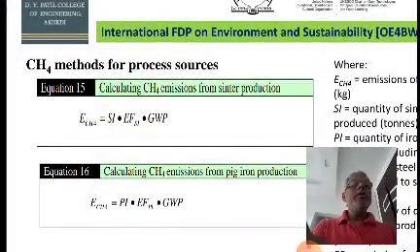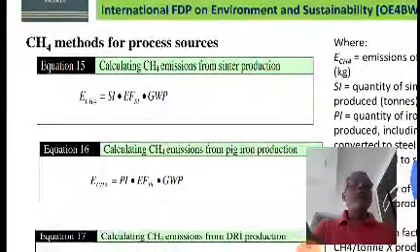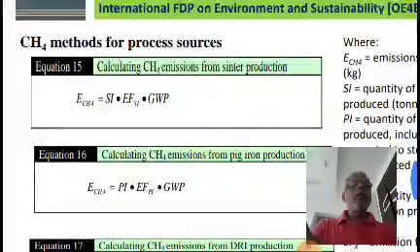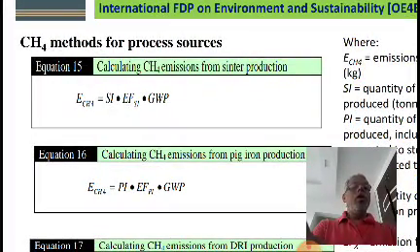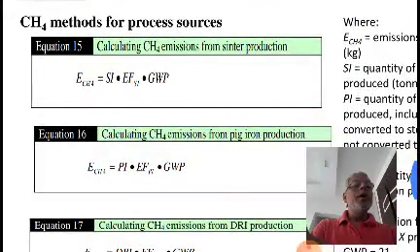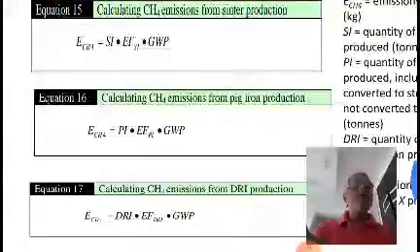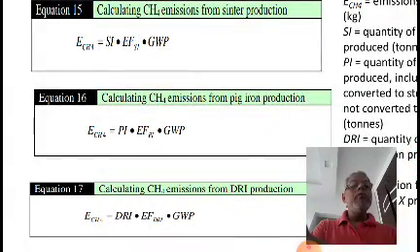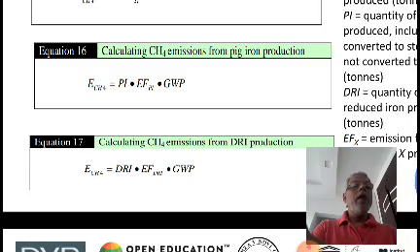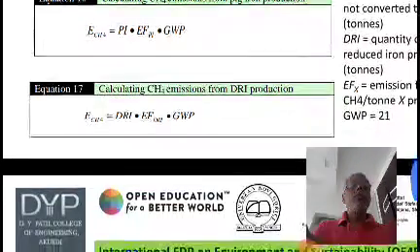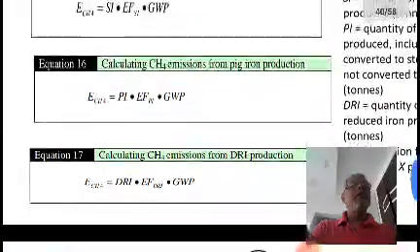Then CH4 methods for the process sources. Calculating CH4 emission for sinter, before this we have seen the calculation of CO2. Now for all these three, for calculation of CH4 emission from sinter production, you can use this equation. For pig iron production, you can use this equation, and for direct reduced iron production, you can use this equation, right?